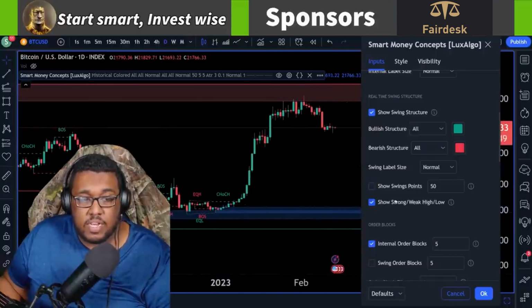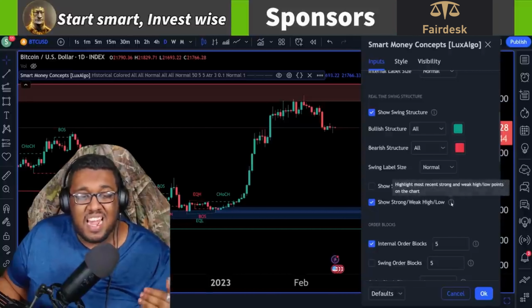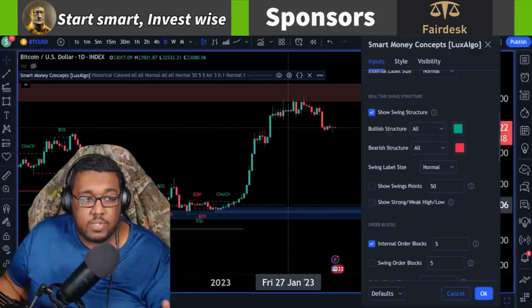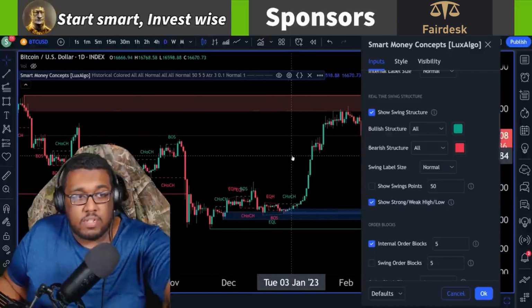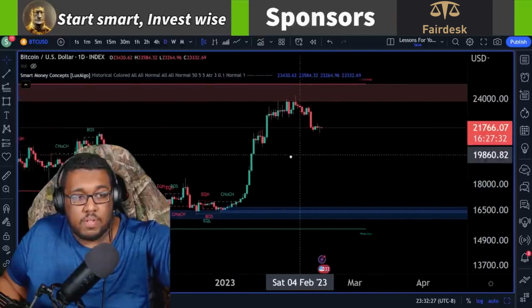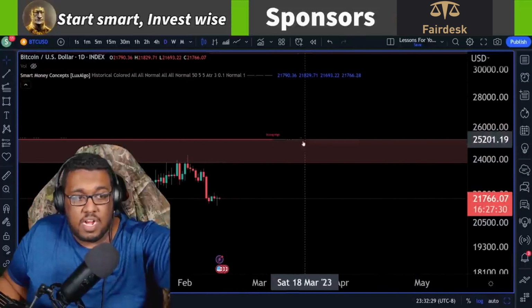Now, you're going to see right here, it says show strong, weak, high, low. Let me hover over this. Highlight the most recent strong and weak high, low points on the chart. If I were to undo this right here, you would see that it takes off this little line on the top. It's going to be kind of hard to see. There's a line right here that showed up and it says strong high right there.